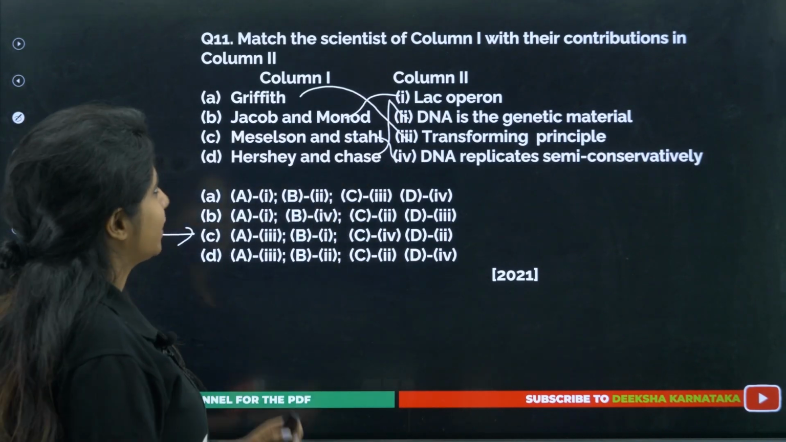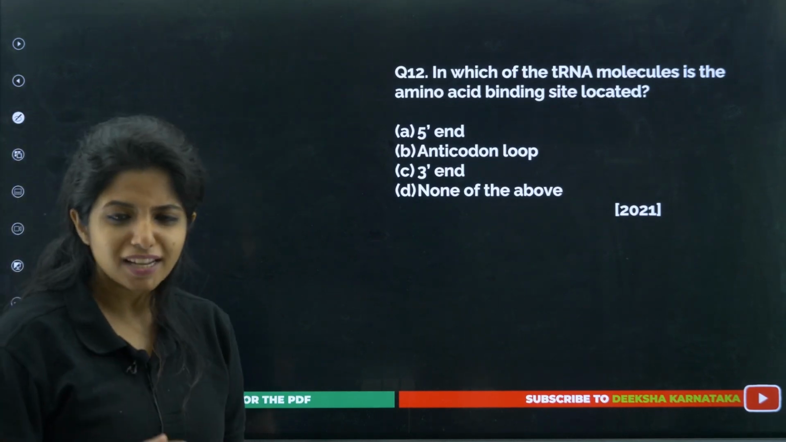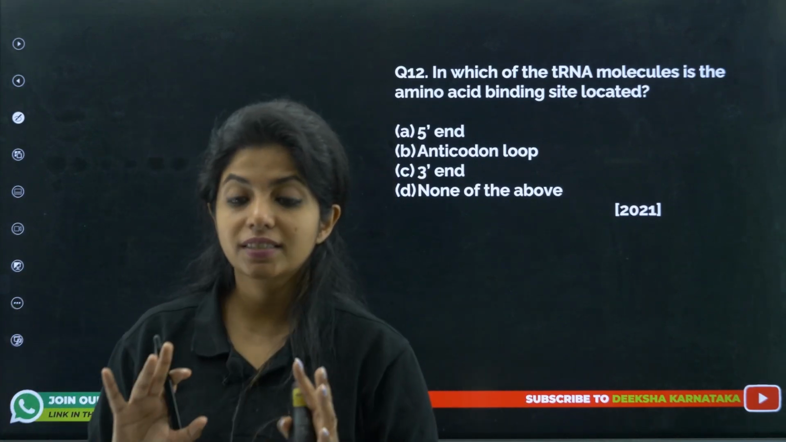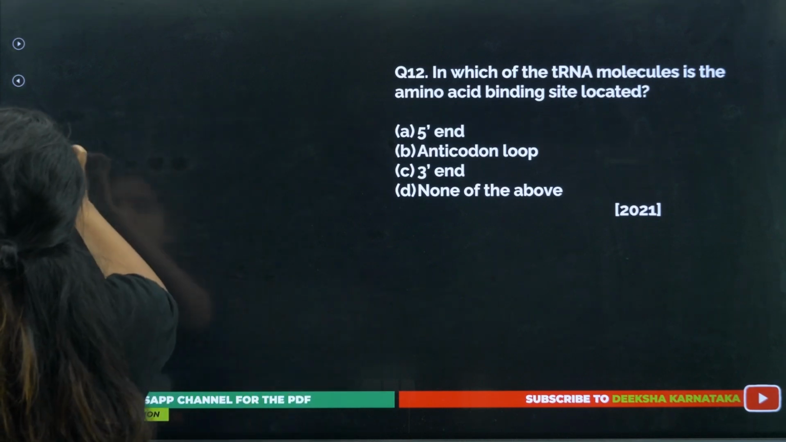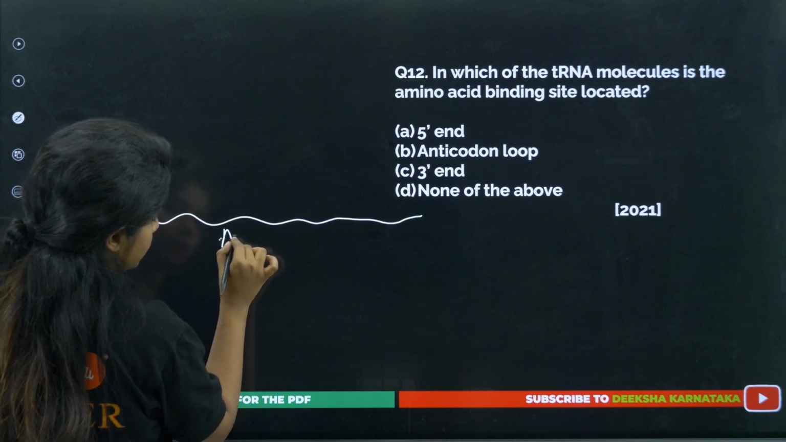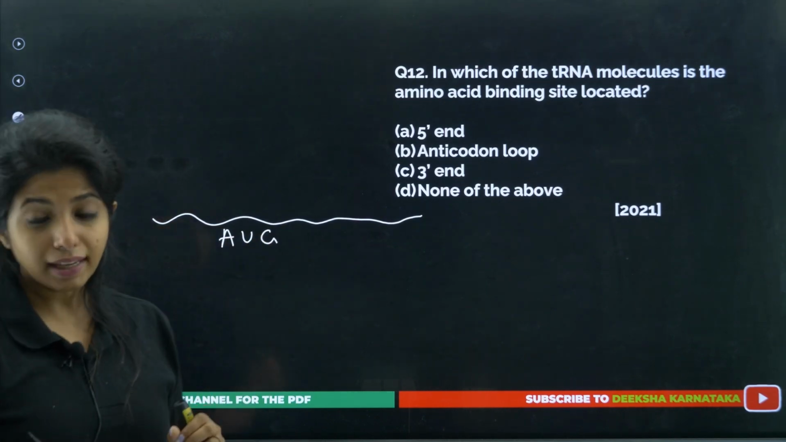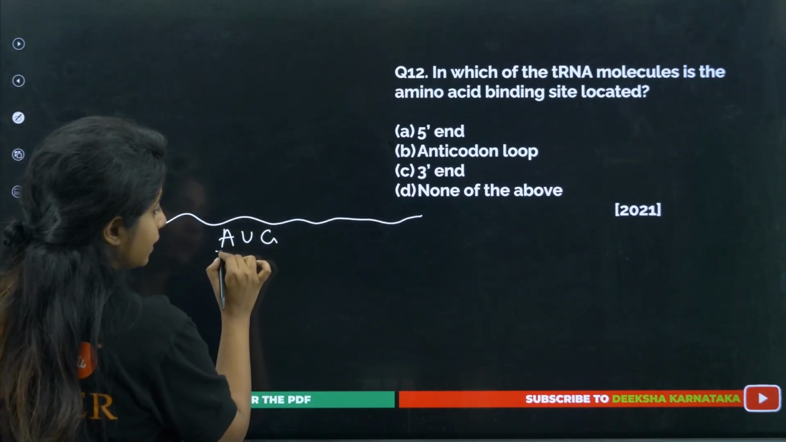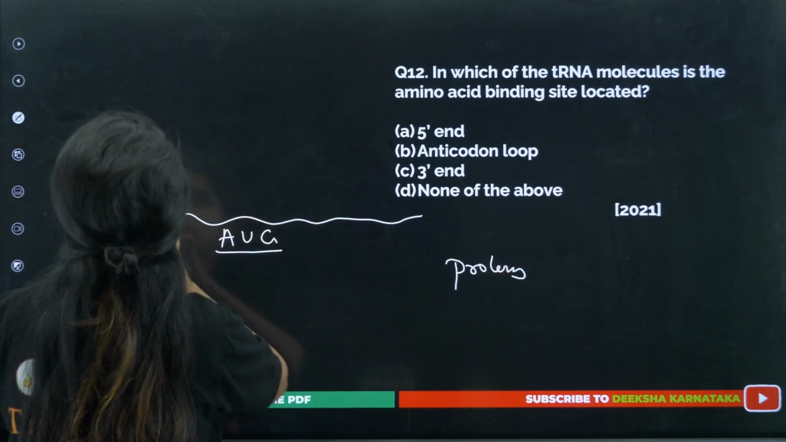Easy question. Okay, next. In which part of the tRNA molecule is the amino acid binding site located? So they are asking where in the tRNA molecule the amino acid binds. First thing that you should know: I said that mRNA, for example, AUG is there. mRNA is that one thing which will be acting as a strand that will help in the formation of proteins. How do they do that?